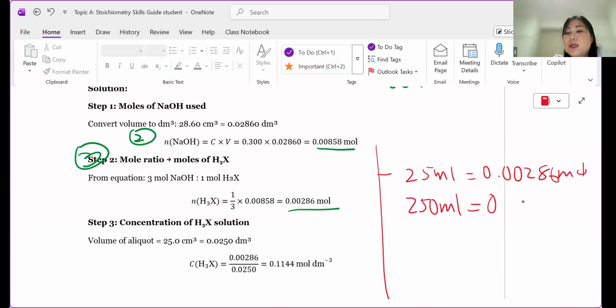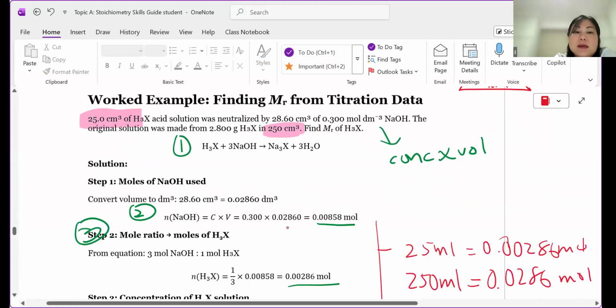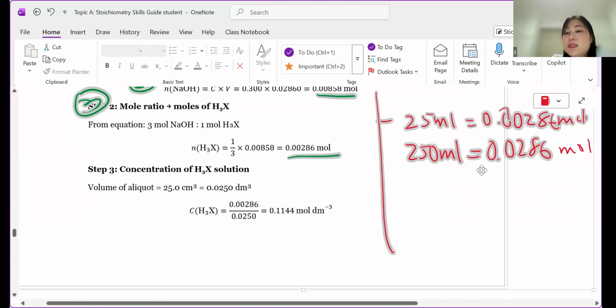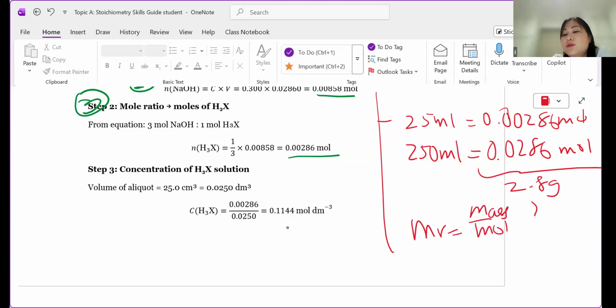So 0.0286 mole. Right? And this moles equals to 2.8 grams. So MR is equal to mass over moles. So 2.8 over 0.0286. So you will also get the MR in this manner.